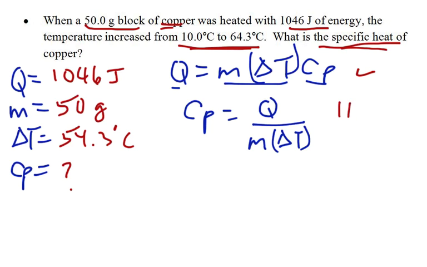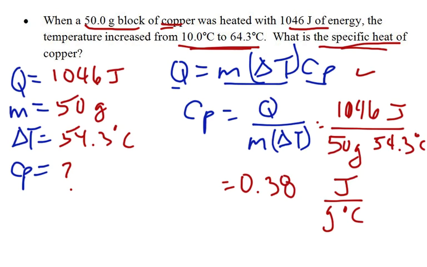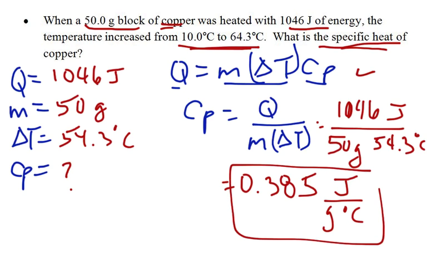So I'm going to substitute now. So Q is 1046, that's a 0, joules. Mass is 50 grams. And my change in temperature is 54.3 degrees Celsius. So I'm going to get an answer, and my units on this, you can see, are joules per gram degrees Celsius, which is what we would expect for a specific heat. The value of this comes out to be 0.385. So that's my final answer, 0.385 joules per gram degree.